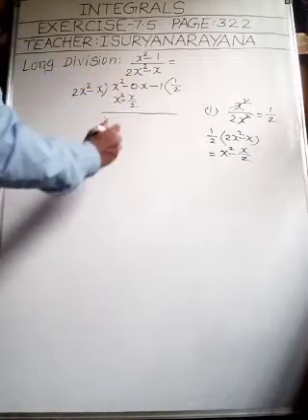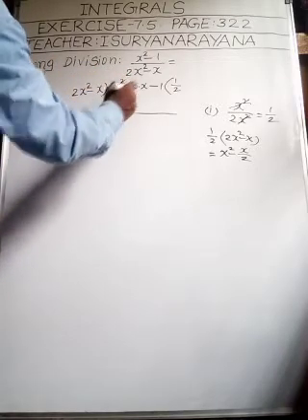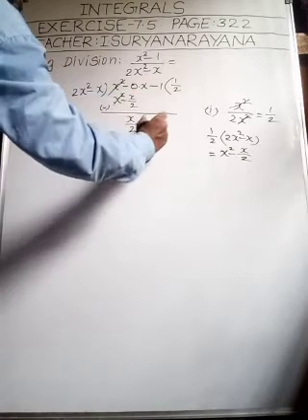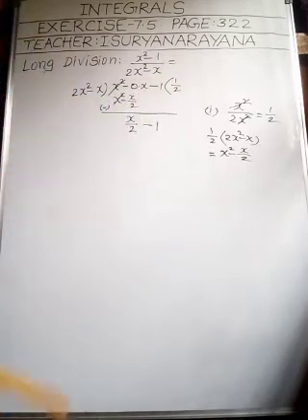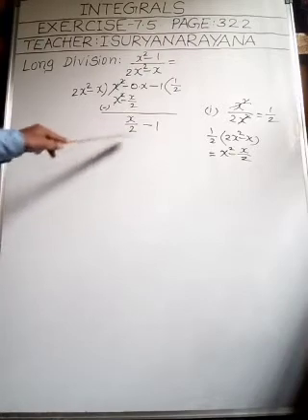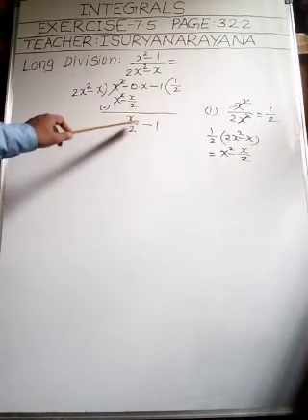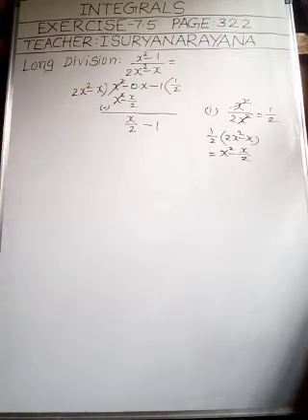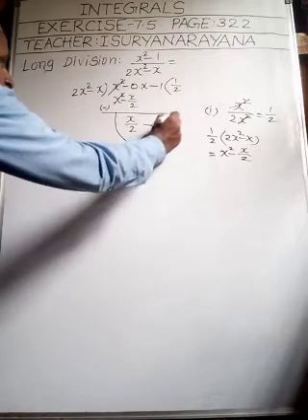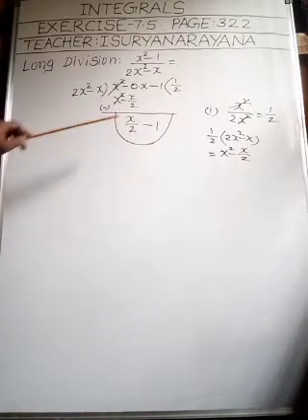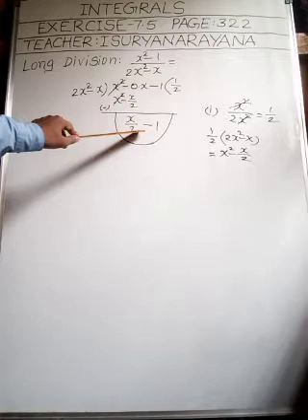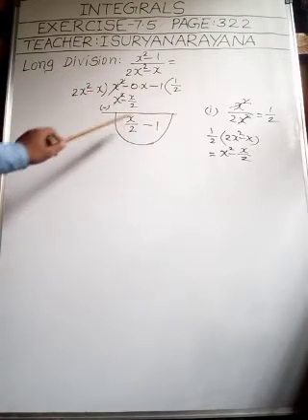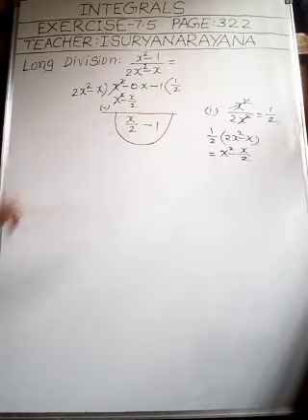Now simplify here. x square gets cancelled. What do we get? x by 2. We carry down minus 1. If you observe this polynomial at this stage, the degree of this polynomial is 1. Here the degree of the polynomial is 2. So we stop this long division. When the degree of this polynomial is less than the degree of the divisor, we stop this division. So this is the remainder. Okay, my children, this is the remainder.